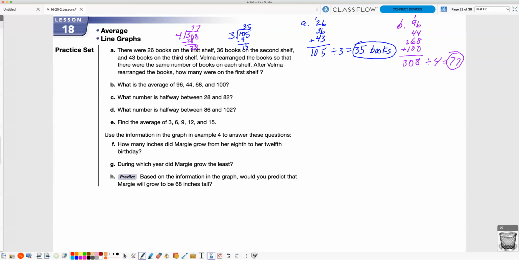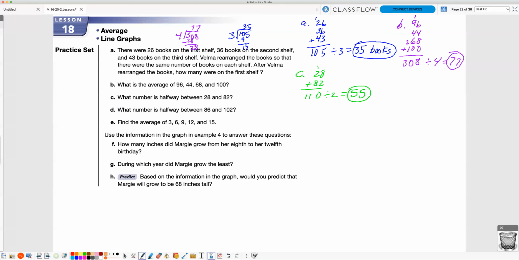Letter C, go ahead and do that one. What is the number that's halfway between 28 and 82? For letter C, I would just need to do 28 plus 82 and then divide that by 2 because there's two numbers. So this would be 10, carry the 1, that'd be 10 plus 1 makes 11. 110 divided by 2, hopefully most of you know that 100 divided by 2 would be 50, and then 10 divided by 2 would be 5, so 110 divided by 2 is 55.